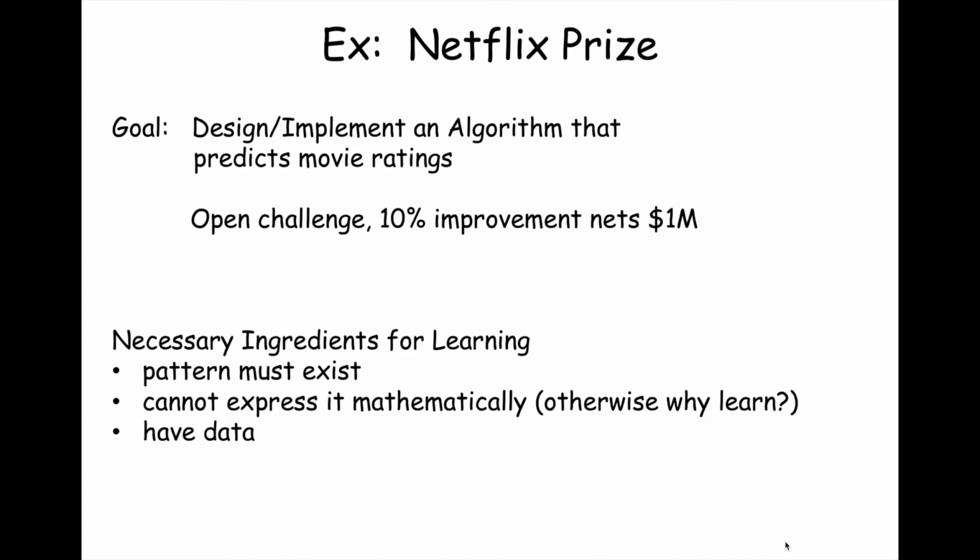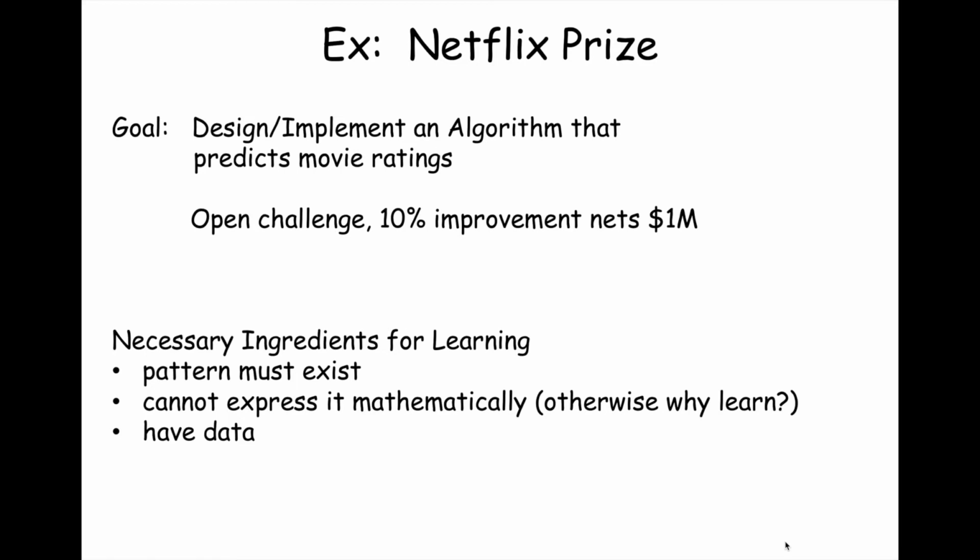And if you think about the Netflix prize, there is a pattern there, because people who like certain types of movies are going to rate certain types of content highly. Or let's say if you don't like comedies, you hate comedies, well, you're probably going to give a low rating to comedies, right?